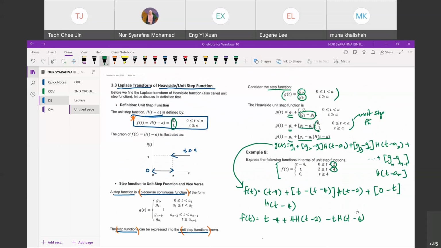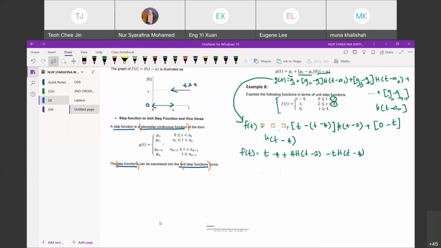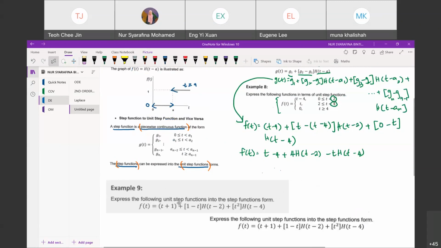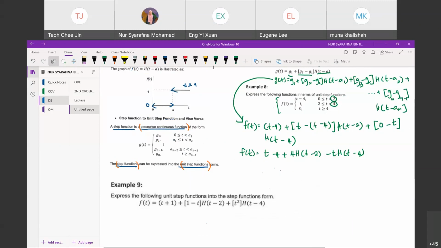Right. So now that one is how to express from a step function to unit step function. Now, let's say we want to express from unit step function to step function. Okay, you know that, right? So now this is a unit step function. You simplify this in terms of unit step function. How did you know that this is unit step function? Because there is H there. So H(t minus a) is represented by unit step function.